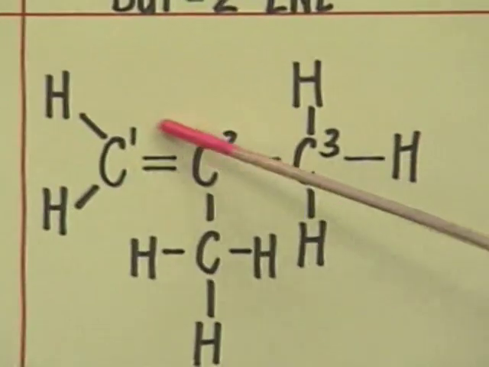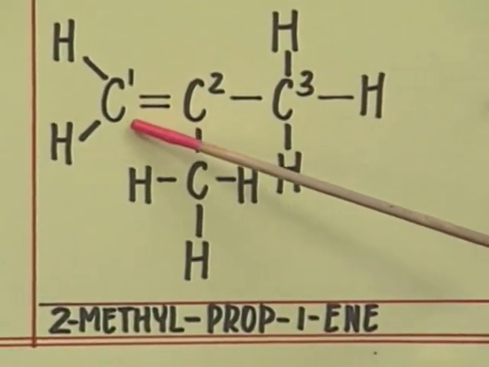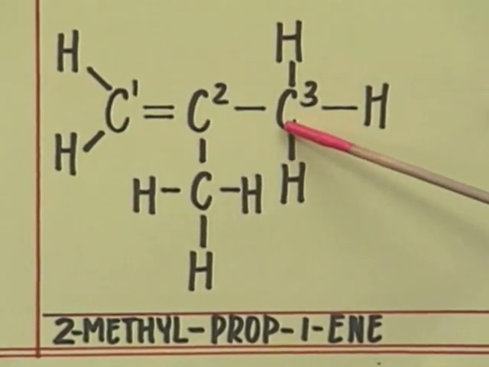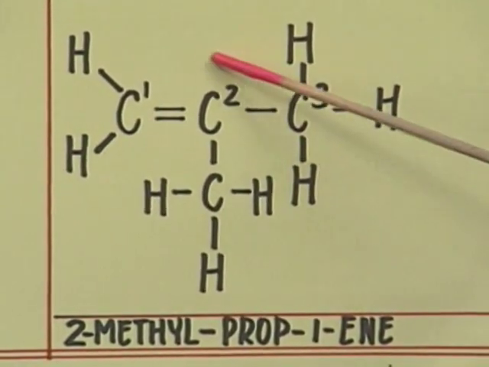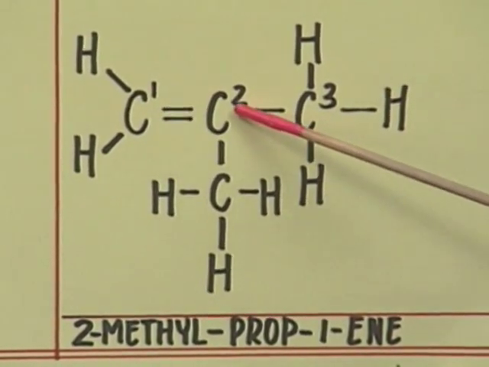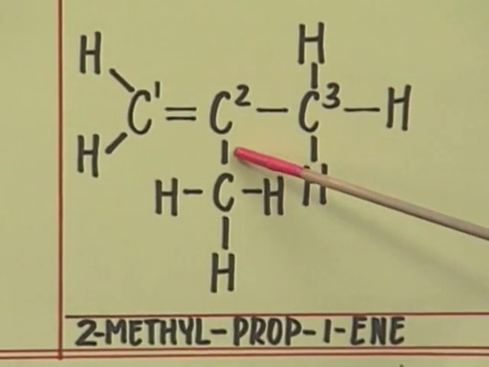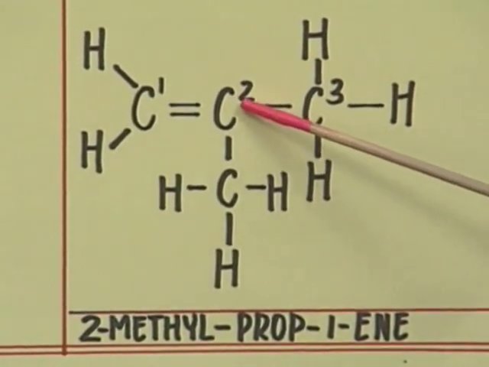In this case, we see that the longest carbon chain containing the double bond only has 3 carbon atoms in it. So this is a substituted propene. We number the longest chain nearest the double bond. So this is carbon atom 1 and 2 and 3. And we have a methyl group substituted on carbon atom 2. So the name will be as follows.